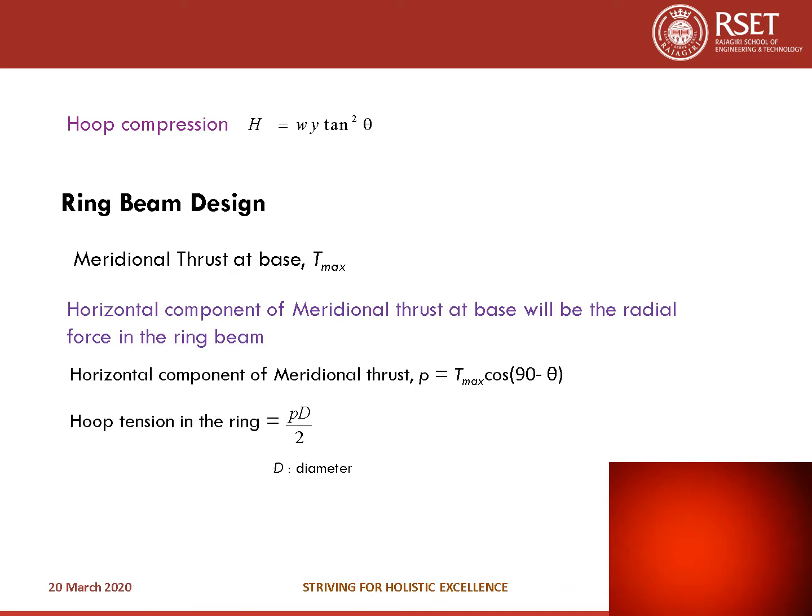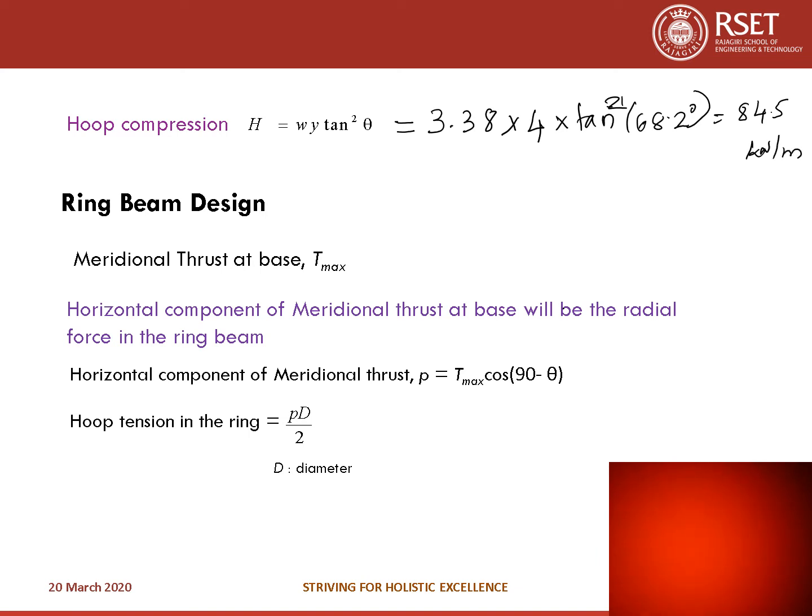Now let's calculate the hoop stress, hoop compression. We already discussed that throughout the cone there will be compressive hoop stress. Okay, so the maximum hoop compression will be at the base, wherever the y is maximum. That means y is equal to h is equal to 4 meters. So now the load we have already calculated, 3.38, into y equal to 4 meters, into tan square 68.2 degrees. Okay, so you get 84.5 kilonewton per meter. So this is a force.